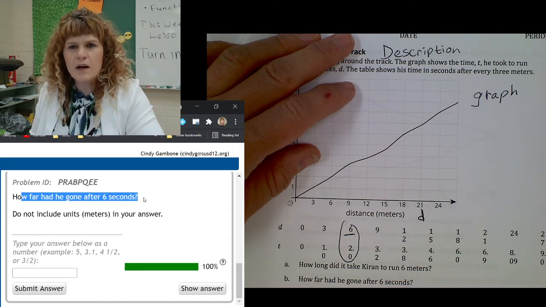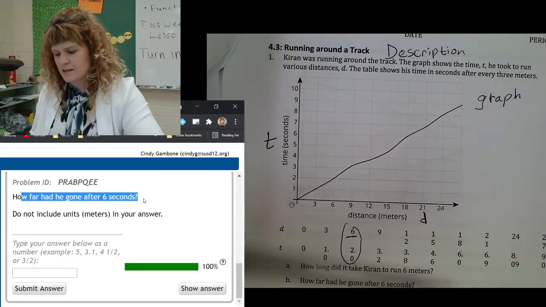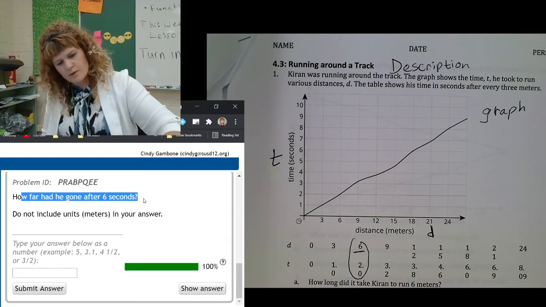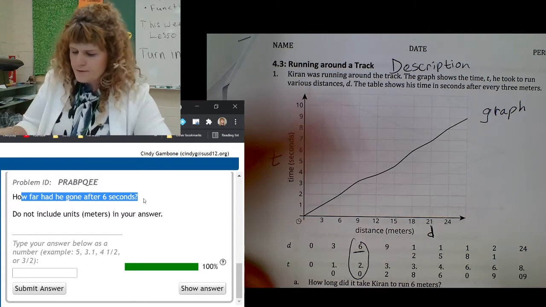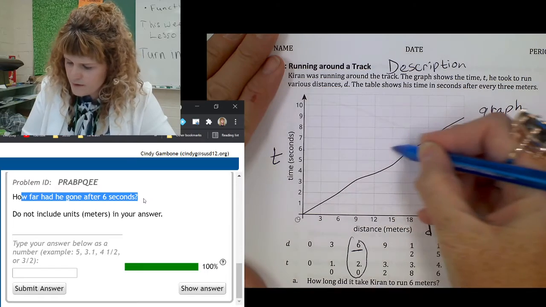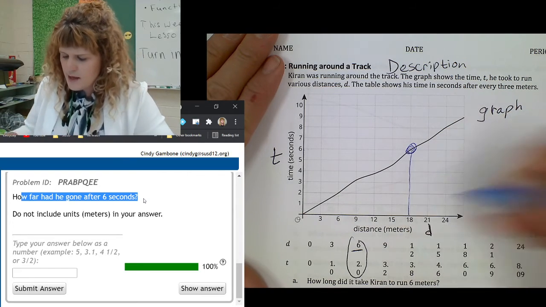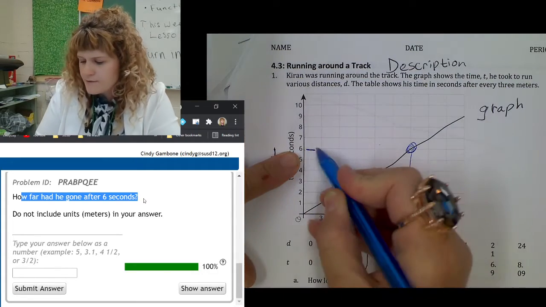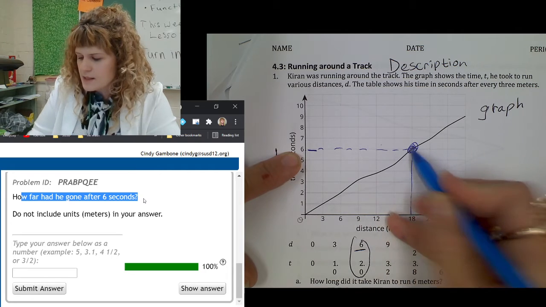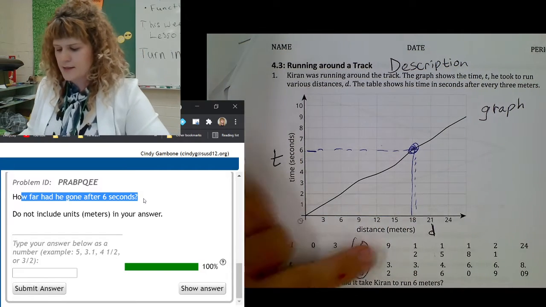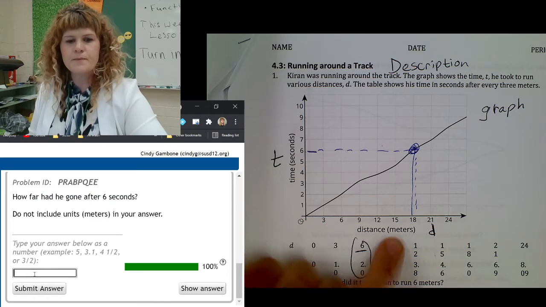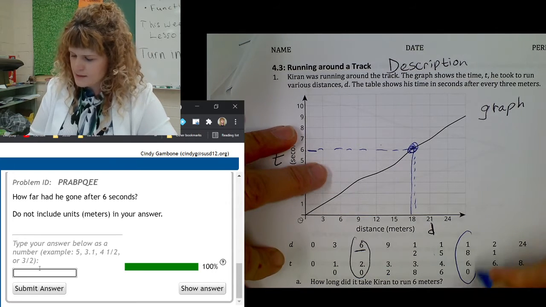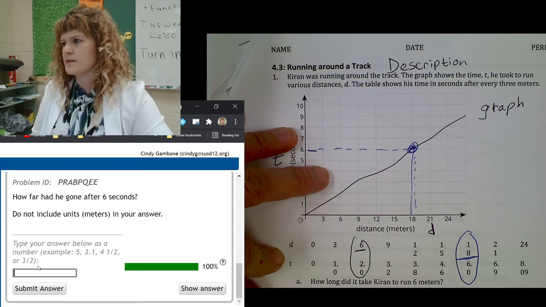How far had he gone after 6 seconds? Okay, so let me just point to my paper this time, but you can look on your computer screen. After 6 seconds here, how far had he gone? Right here, 18 meters. So here is 6 seconds on the y-axis, and I just follow that over where it meets the line, and then I look down at the x-axis to find 18 meters. You can also see that in the table. At 6 seconds, the distance was 18 meters.